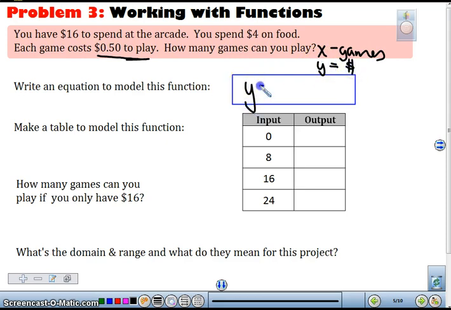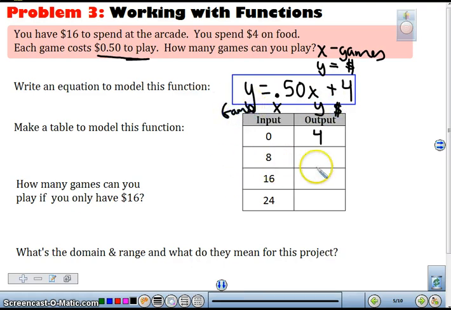So what is our function? Well, how much does each game cost? 50 cents, so 0.5x. But we've spent $4 on food already, so we don't have the total 16 to spend. We've already spent 4 on food, which means at 0 games that we can play, at 0 we've already spent our $4. Remember, this is our dollars, and then our games are x.